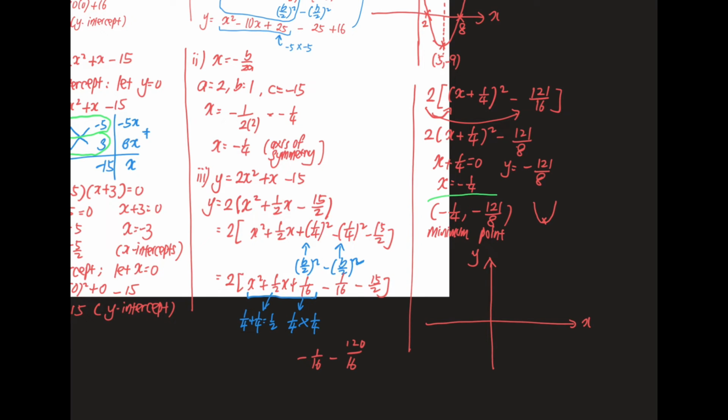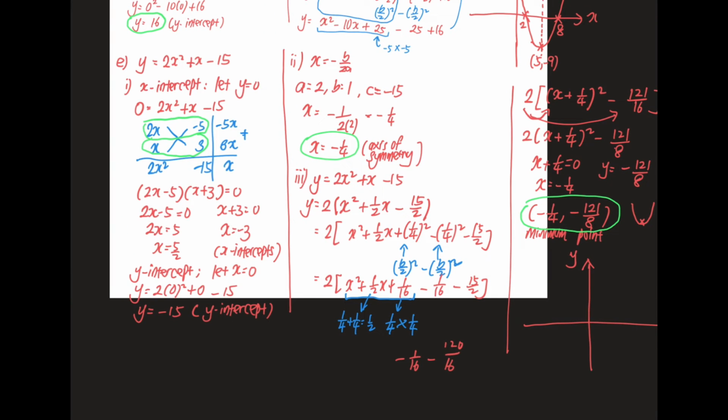Okay, so again, we look at the minimum point, the axis of symmetry, the Y-intercept, and the X-intercept. The information that we need to use, I circled in green color already. So let's start with the minimum point.